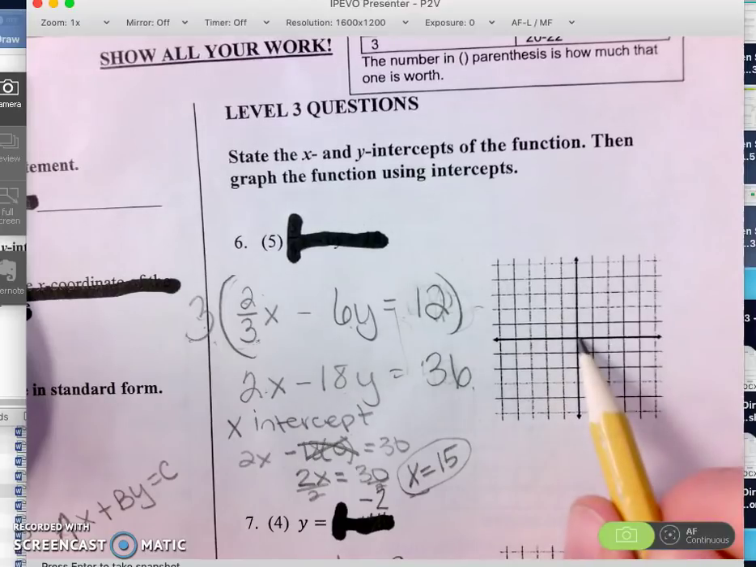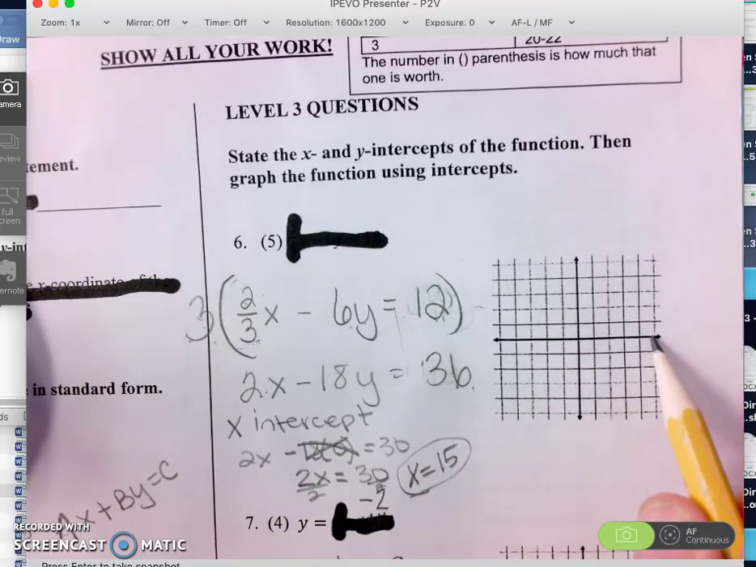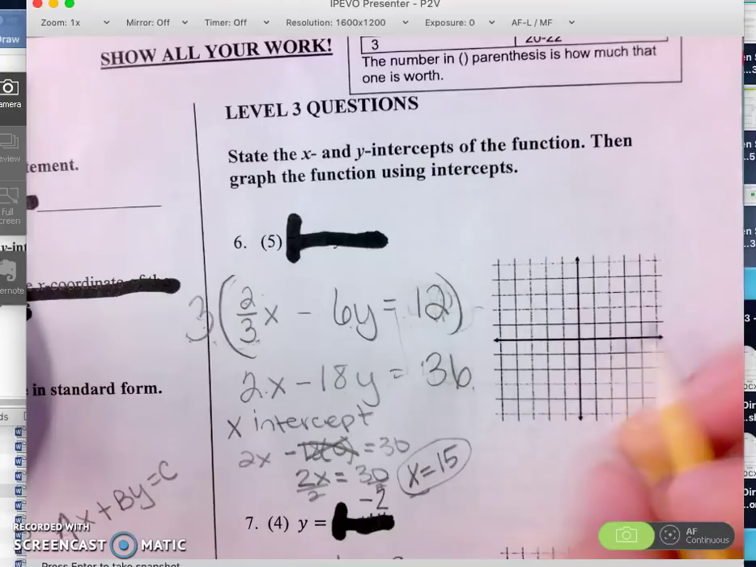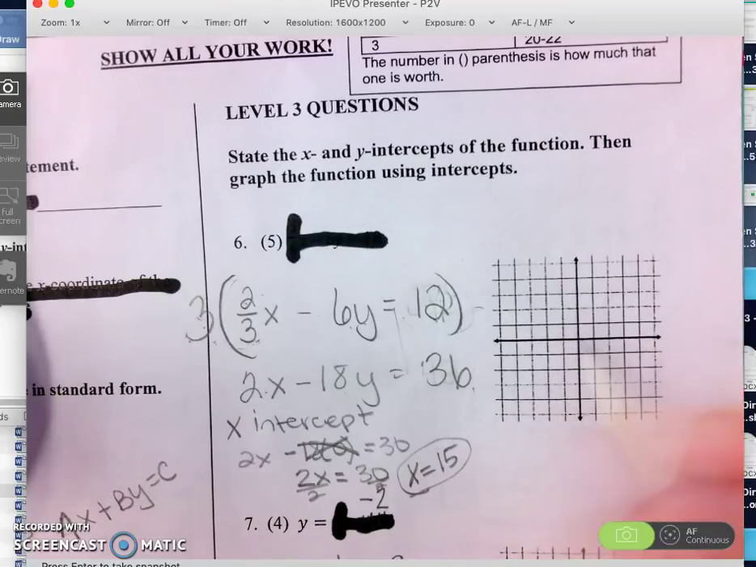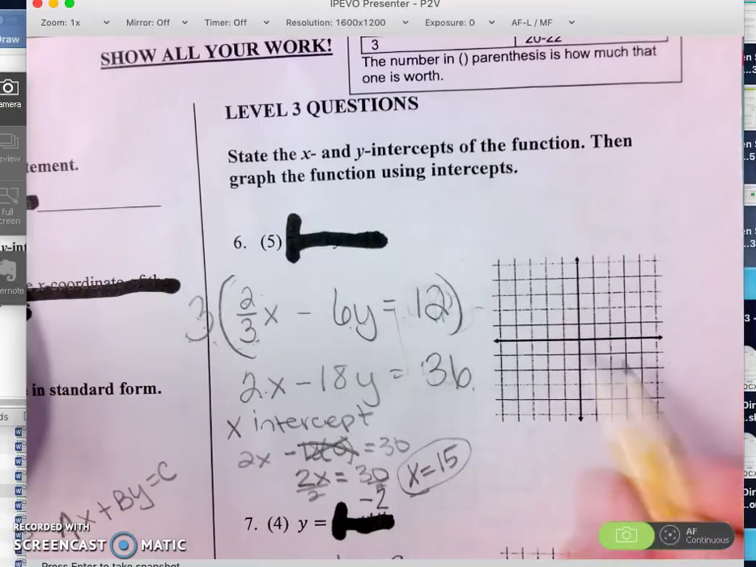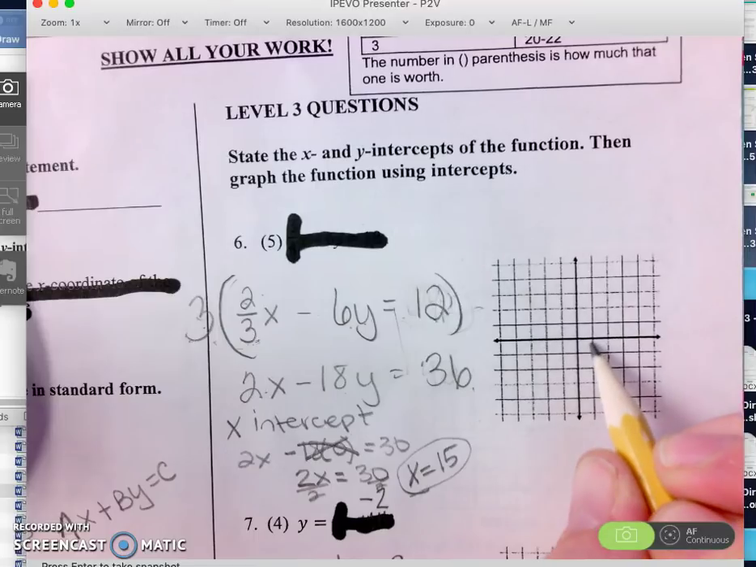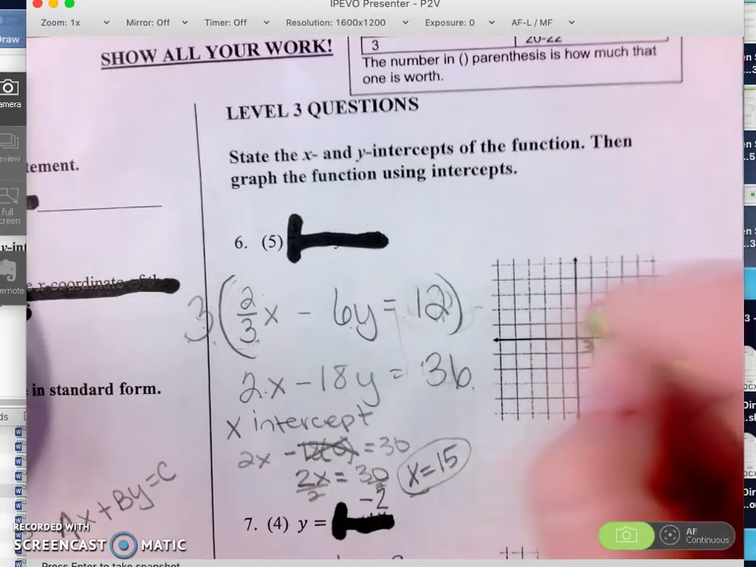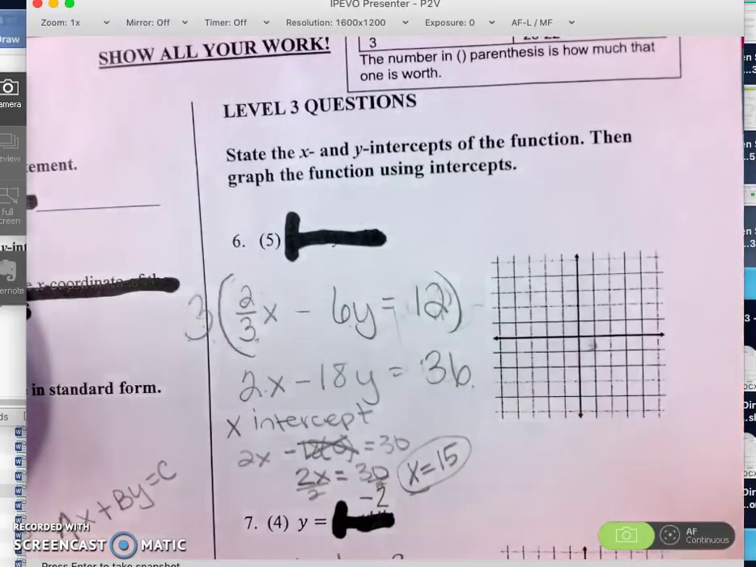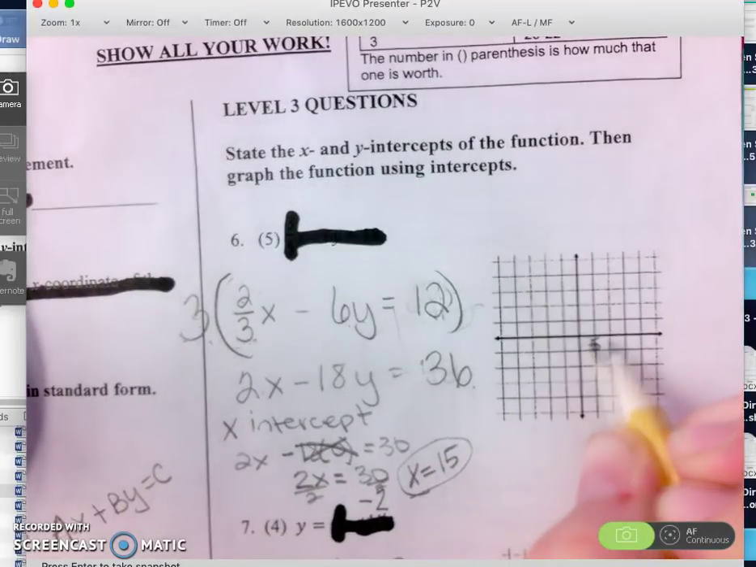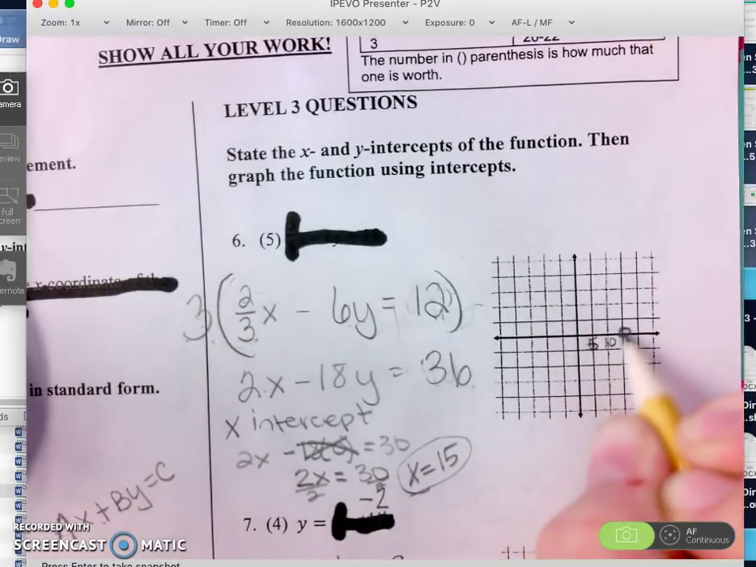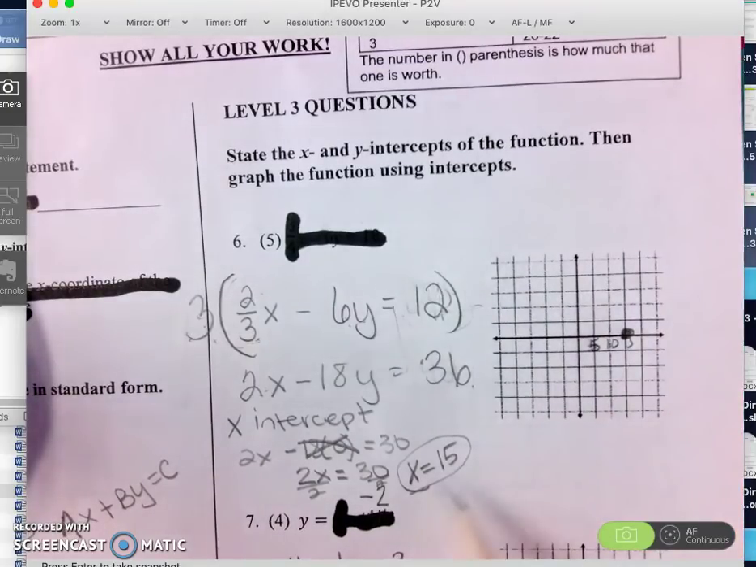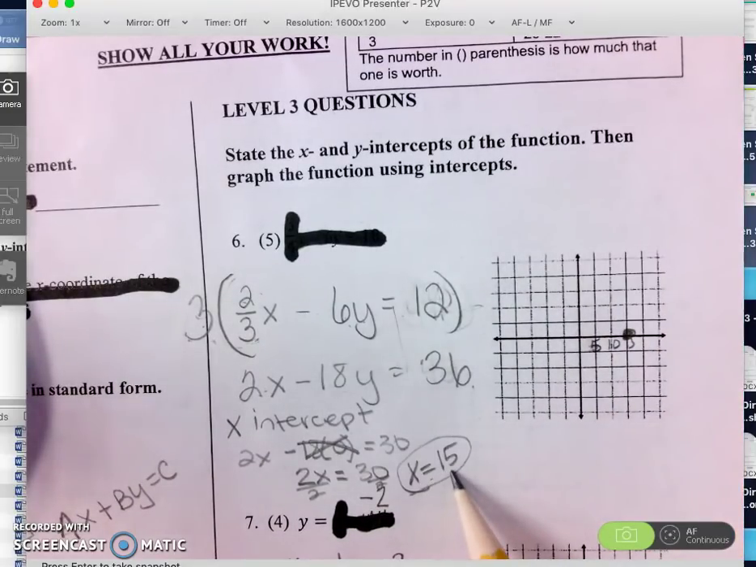So I have to go over to 15 on the x. On here, I don't have enough lines. So what you could do is you could maybe count by 2s. If you can fit it on there, you could count by 3s. You just have to count by the same every time. So if I counted by 3s, or I guess even 5s, if I counted by 5s, 5, 10, 15, there would be my dot for my x-intercept, because x is equal to 15.